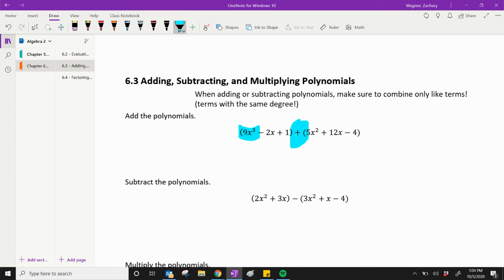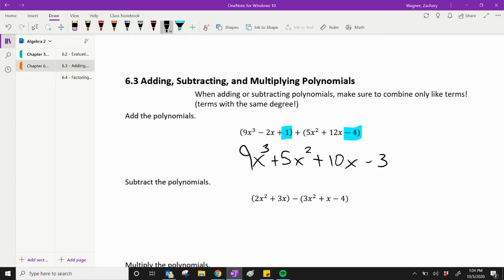Notice I'm adding these two polynomials. We can just add them across like we normally do, but I can only combine cubic with other cubics, and since I don't have any other cubics, I'm stuck as is. And move on. I did my cubes. Now I'm going to do my 5x squared. Notice there's no other quadratic terms, so we're just going to add it just like that. Those cannot be combined because they're different terms. Next, my linear terms, negative 2x plus 12x, that gives me 10x. And lastly, my constants, my 1 and my negative 4, 1 plus negative 4 gives me negative 3.